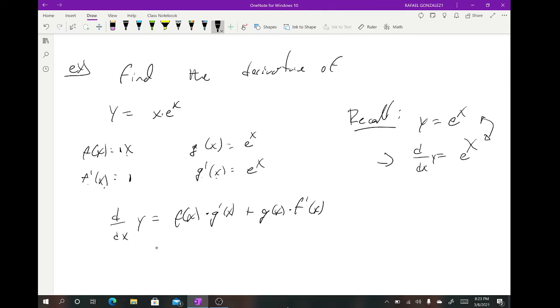These are times, not a minus. So we have f of x is equal to x, g prime of x is simply equal to e to the x, plus g of x, which is e to the x again, and f prime is just 1. So the derivative y prime is going to be equal to x e to the x plus e to the x.